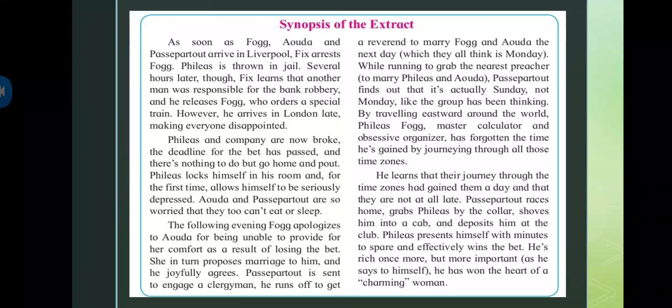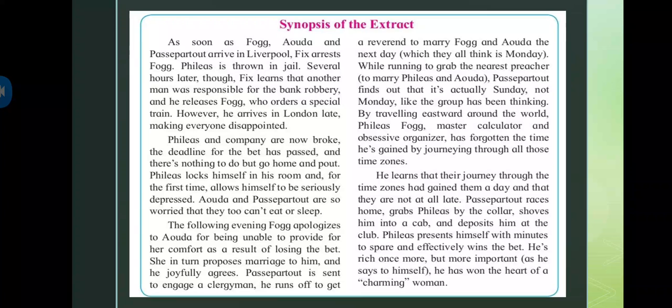Then Fix, who arrested him, came to learn that there is some other man behind that robbery, not Fogg. So he released him. After getting released, he ordered a special train for himself, and he arrived in London a bit late. As per his plan, it was a bit late, and it made everyone disappointed. All three of them were quite disturbed and disappointed, because they thought they had arrived late.